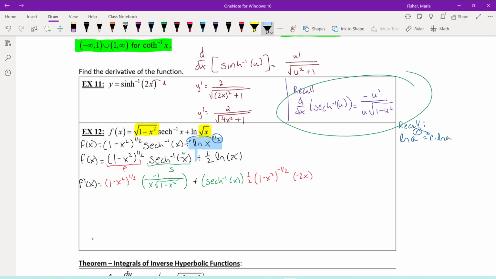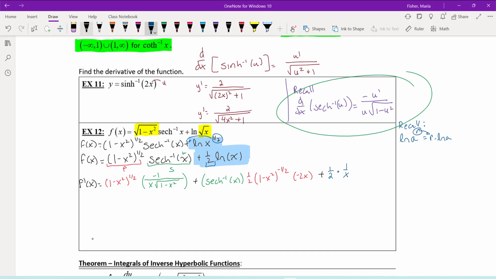Don't forget about this second term here. So now we have to say plus the derivative of 1/2 times the natural log of x. Well, 1/2 is a constant multiplier that multiplies along, and the derivative of the natural log of x is going to be 1 over x.